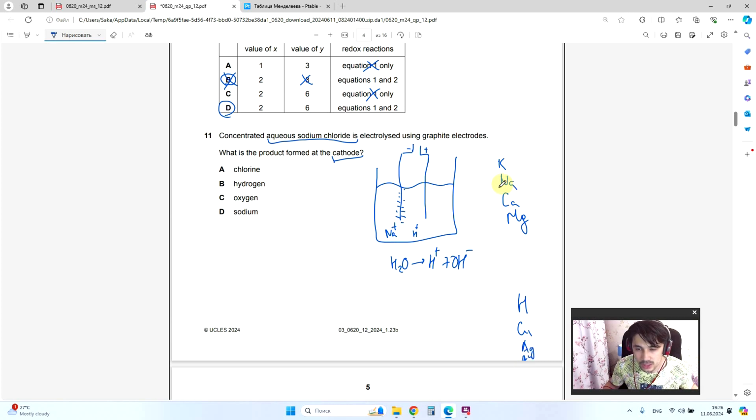So we need to look at these elements, and according to that mnemonic rule, you need to memorize that ions located below are discharged first. So hydrogen is going to be discharged first. So that is the correct answer. That's it.